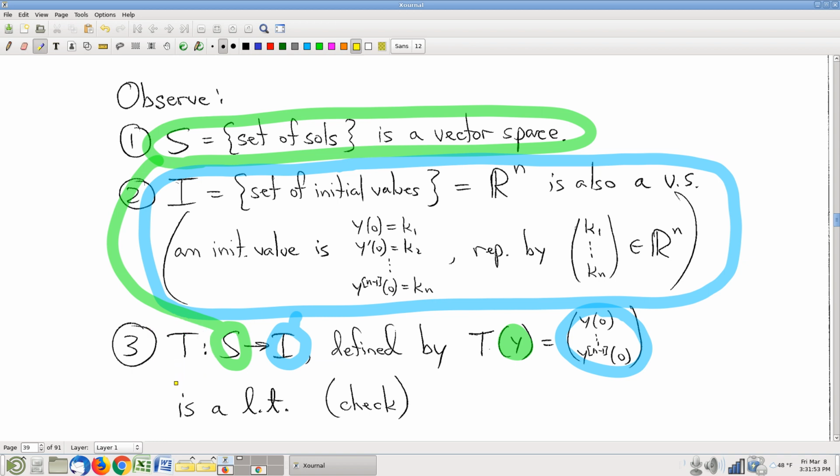Our domain S, this is the thing whose dimension we want to understand. Our target is Rn. I understand Rn very, very well. Rn is clearly n-dimensional. So if the dimension of my target is n, the dimension of my domain is n. And therefore, the vector space of solutions to my differential equation is n-dimensional, as I wanted to show.